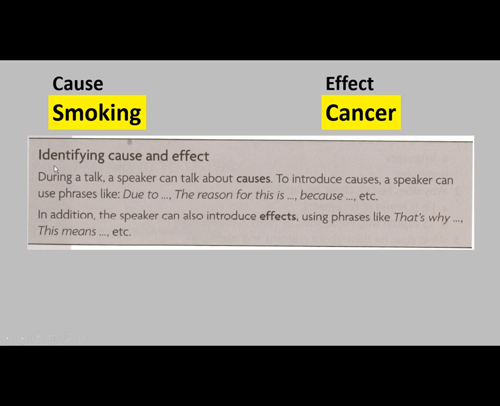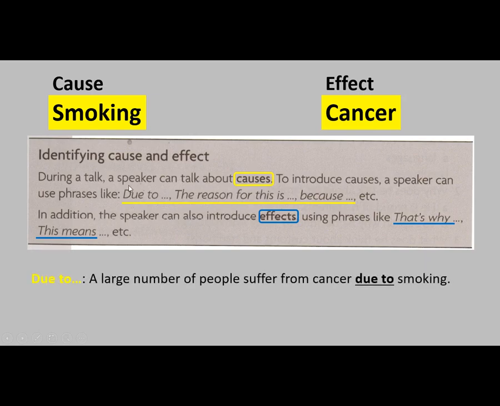In academic language, during a talk, a speaker can talk about causes. To introduce causes, the speaker can use phrases like due to, the reason for this is, because, etc. In addition, the speaker can also introduce effects using phrases like that's why or this means and other things.